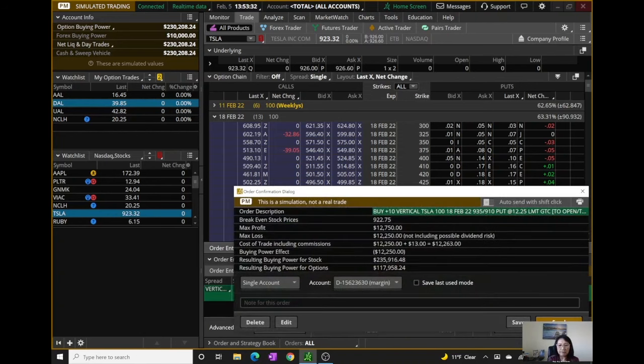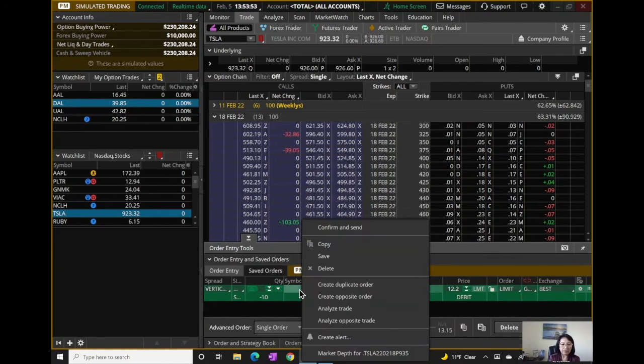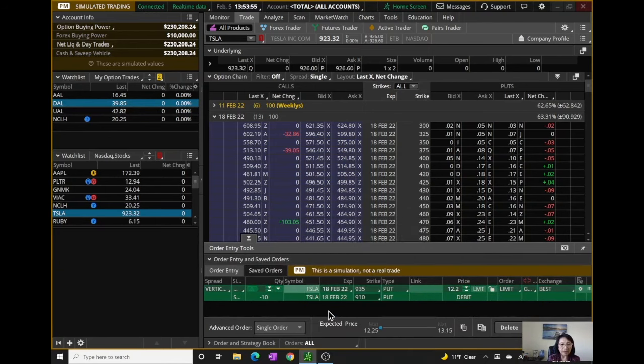Let's take a look. Okay, so 922.75 is a little bit higher. And max loss and max profit, there's only like $500 difference there, right? So that's not bad. And then you could also analyze it here too. So analyze trade.